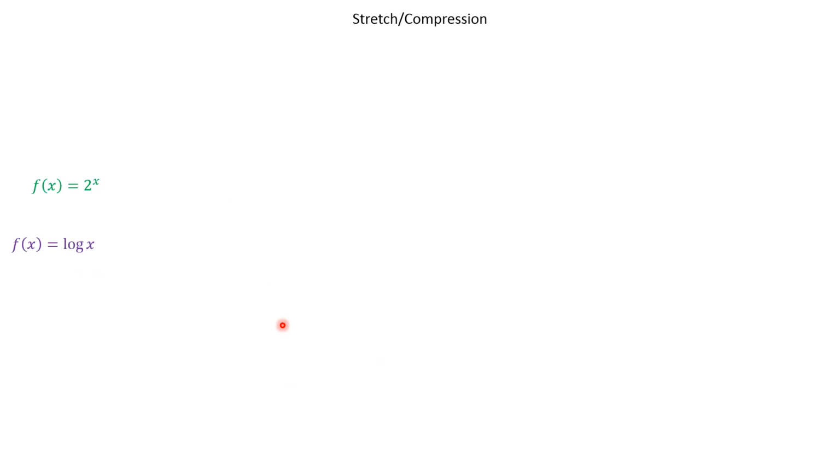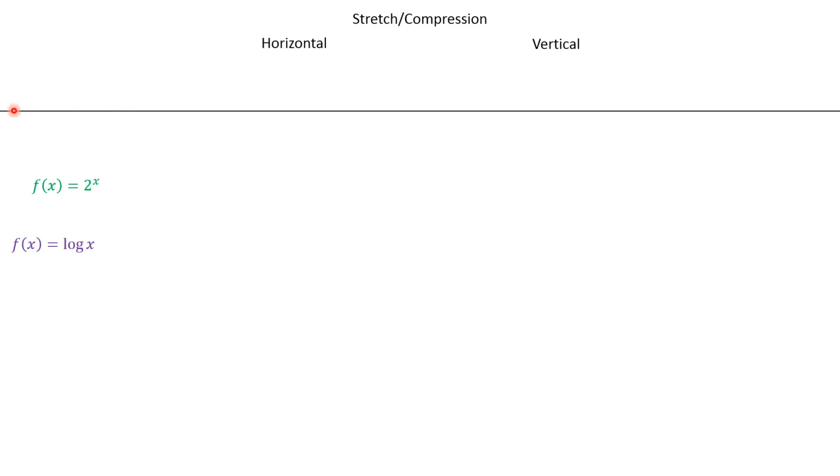Speaking of stretches and compressions, let's look at those. So we have horizontal and vertical. We have our nice line. Horizontal, g of x equals f of 1 over bx. Remember, with these guys, we're multiplying, and with horizontal, everything's going to be backwards. So instead of multiplying, we're actually dividing.